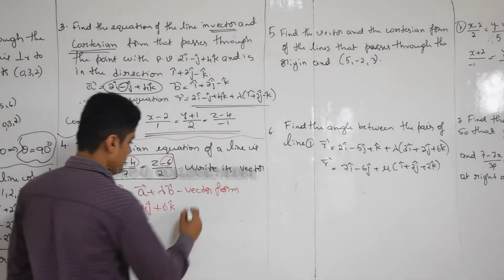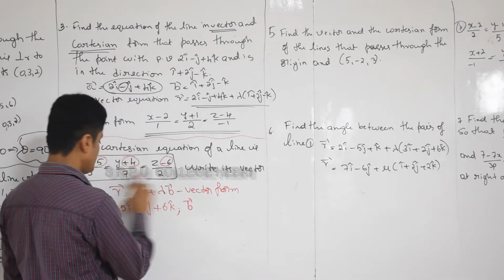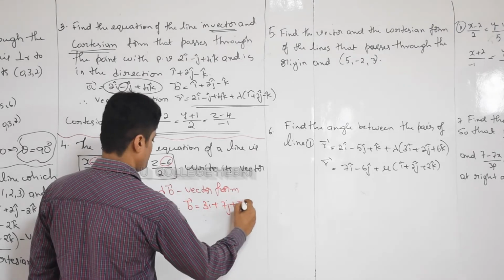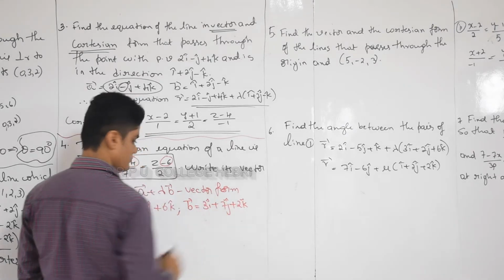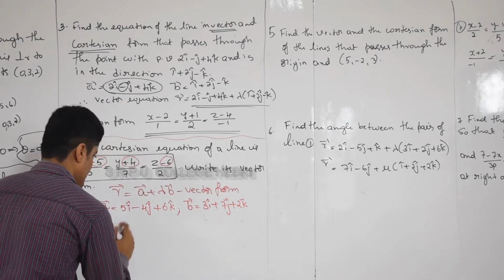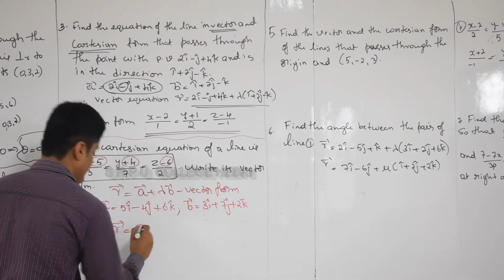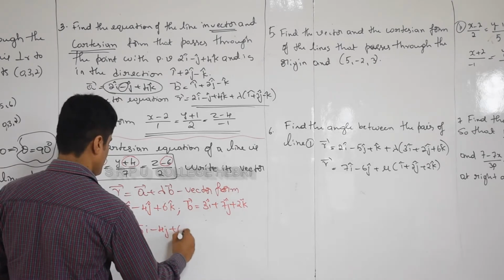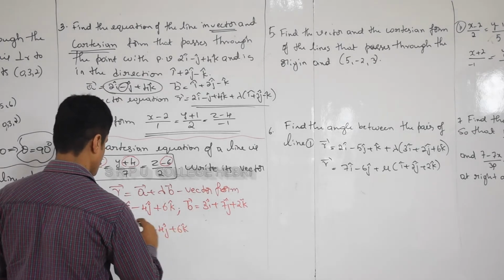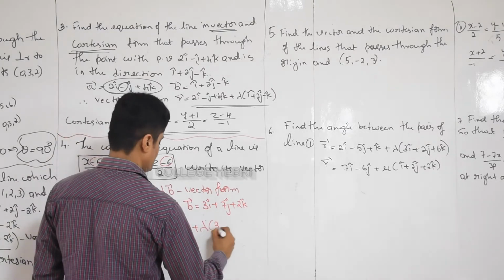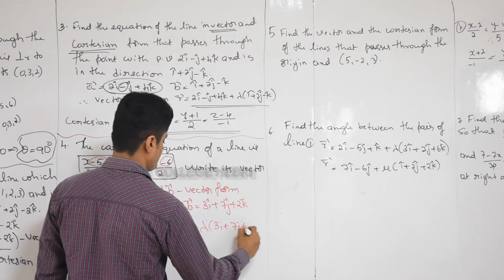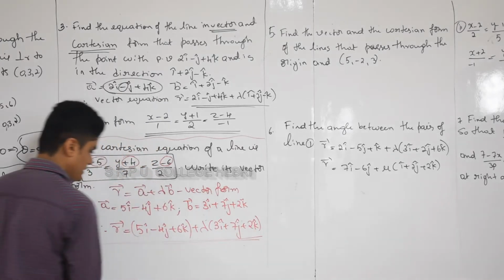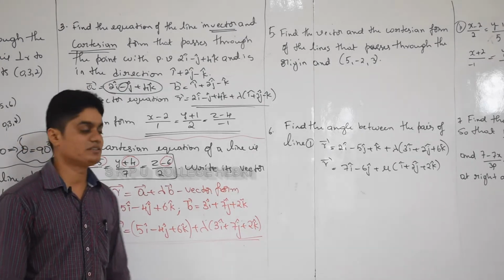So what is vector b? The vector b is equal to the denominator, 3i plus 7j plus 2k. Correct? So therefore the vector form is 5i minus 4j plus 6k plus lambda times 3i plus 7j plus 2k. That's it. This is the answer for the vector form of the given Cartesian form.